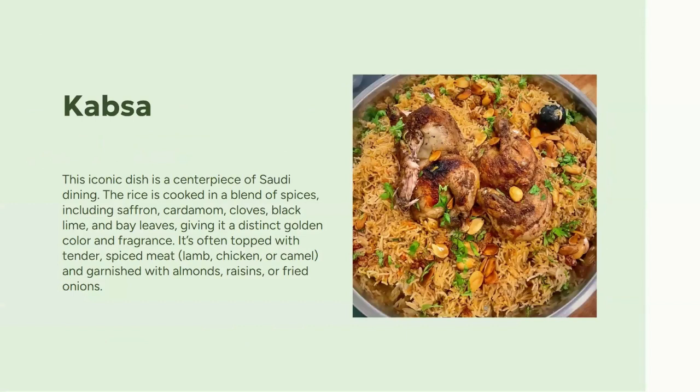The rice is cooked in a blend of spices, including saffron, cardamom, cloves, black lime, and bay leaves, giving it a distinct golden color and fragrance. It is often topped with tender spiced meat, which can be lamb, chicken, or even camel, and garnished with almonds, raisins, or fried onions.